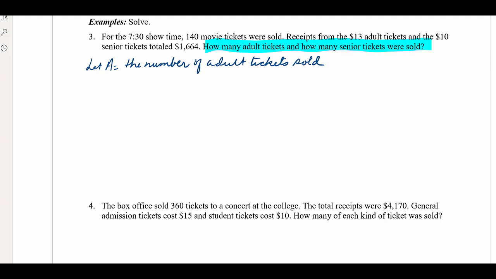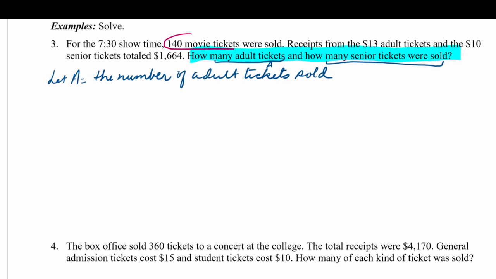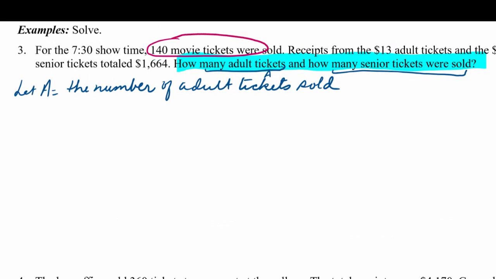Here's the thing. Do we know a relationship between how many adult tickets were sold, the A, and how many senior tickets were sold? The answer is yes. I'm going to give you a hint. It's right here. You know that together there were 140 movie tickets sold. So if you know one type of ticket, the way that you find the missing number of tickets for the second type is to do a subtraction.